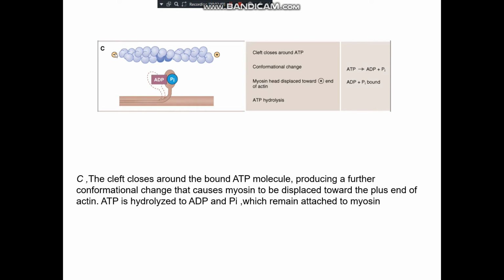Usually, this is the minus end on the actin, this is the plus side. Earlier, it was bent for stroke. Afterwards, see, this becomes stretched towards the positive end. And ATP is hydrolyzed to ADP and phosphate, and that may remain attached with the myosin. But now this head has detached and it has displaced towards the plus end or positive end.